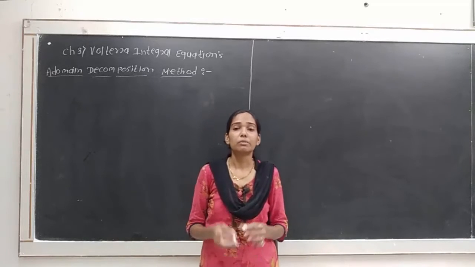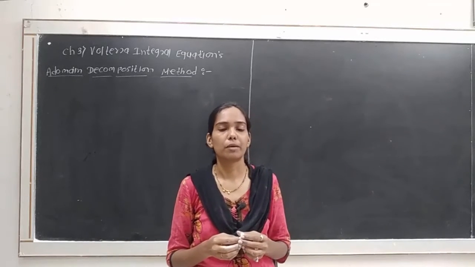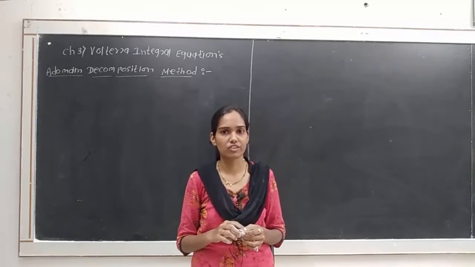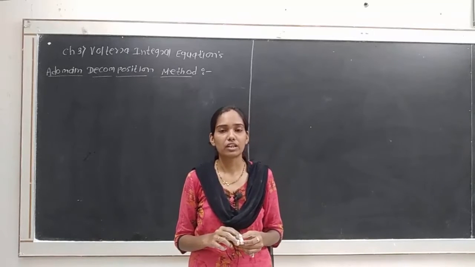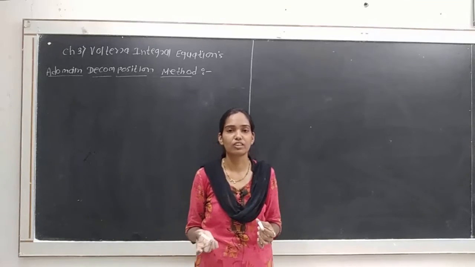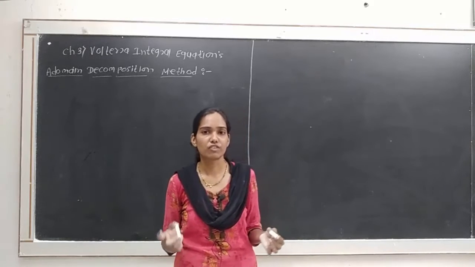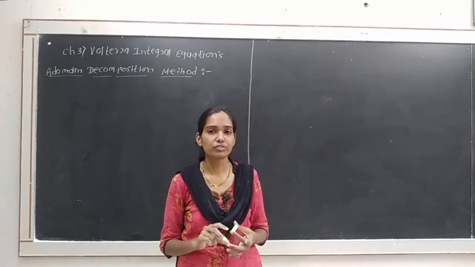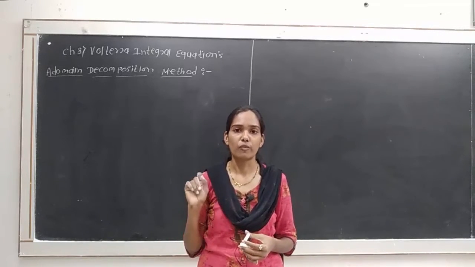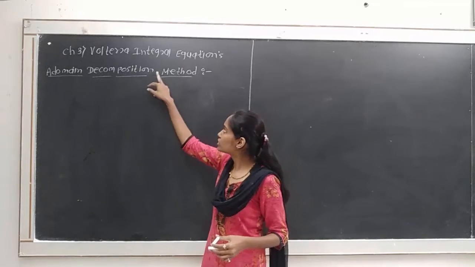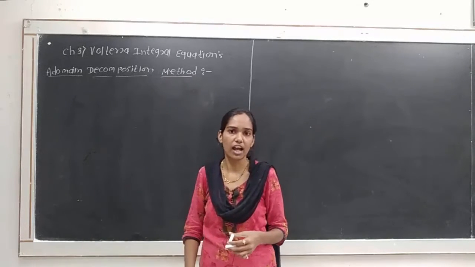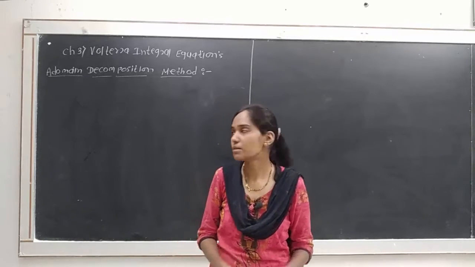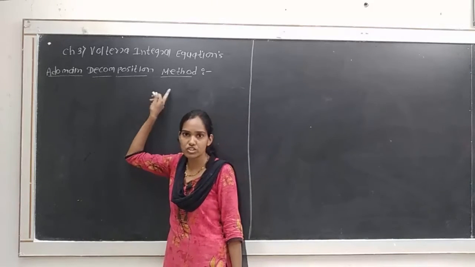In the previous chapter, the Fredholm integral equation, we also saw various methods of finding the solution of the non-homogeneous Fredholm integral equation of second kind with separable kernel. We have to discuss all those methods for finding the solution of the non-homogeneous Volterra integral equation of second kind with separable kernel. First we discuss the Adomian decomposition method.